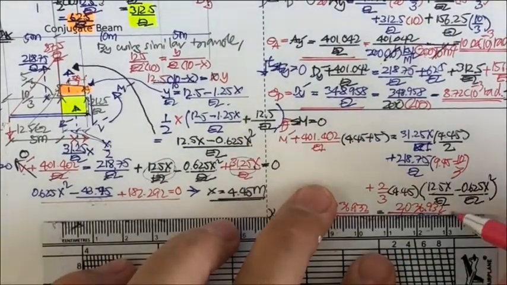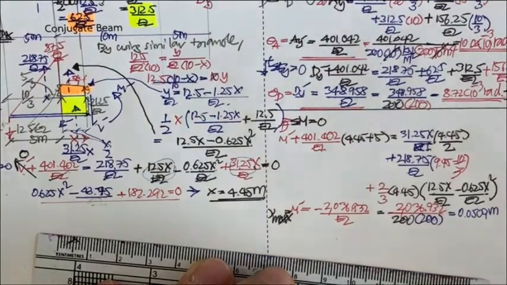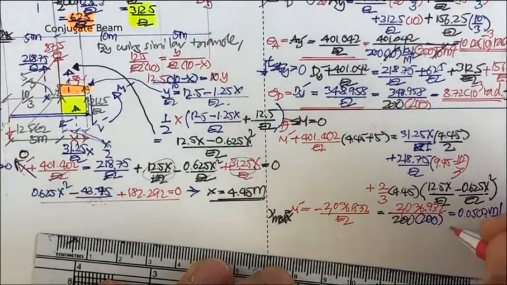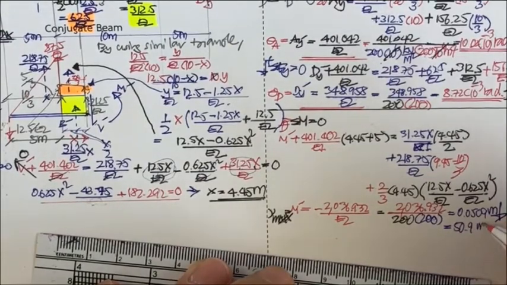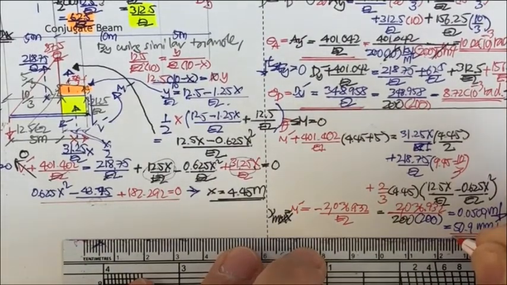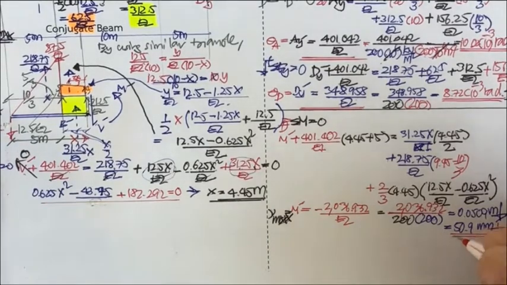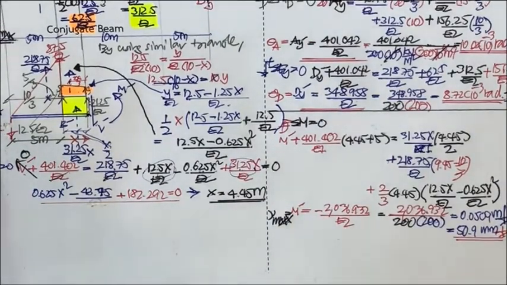That is going to be in meter. It's going to be equal to 0.0509 meter, and this one is downward, and if you put it into millimeter, that is going to be 50.9 millimeter, and also it's going to be downward. So that is going to be the maximum deflection that we have from this calculation.